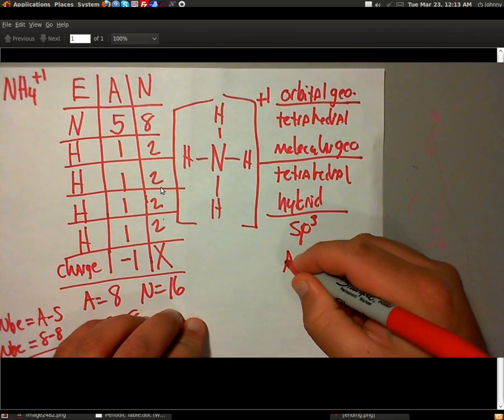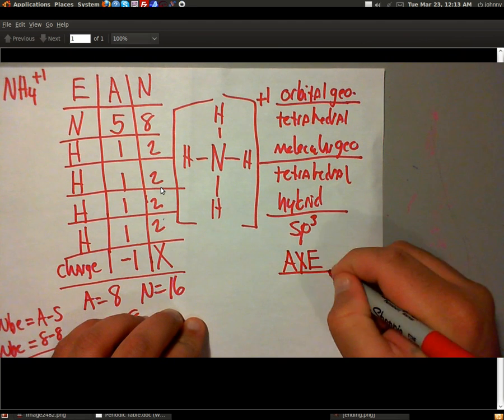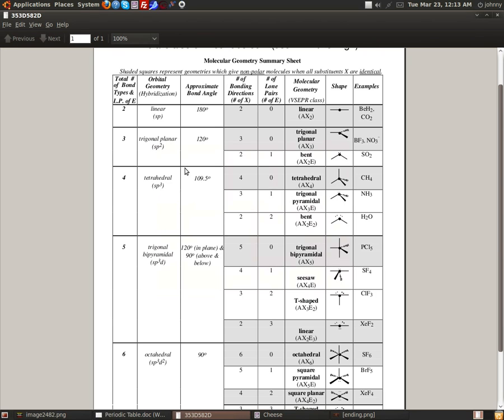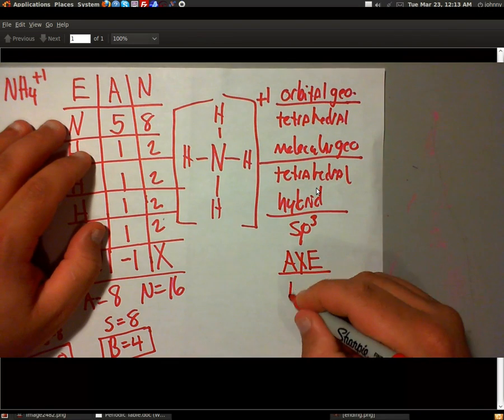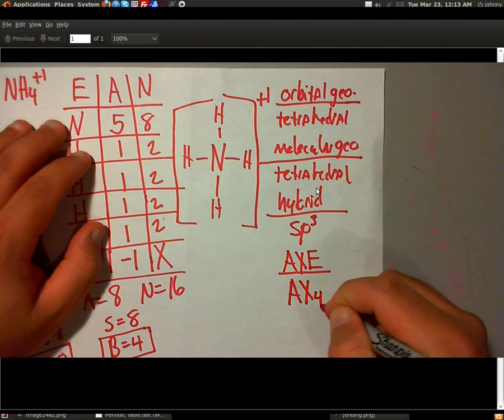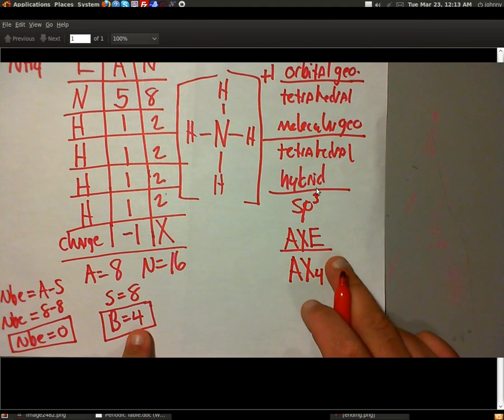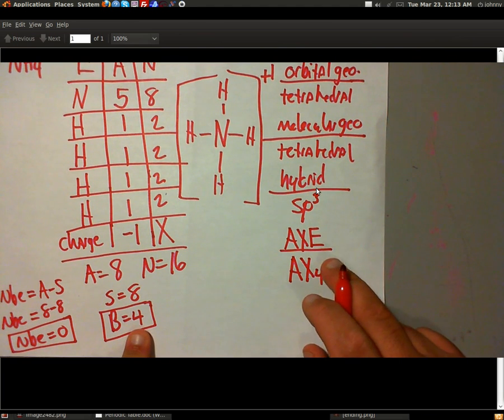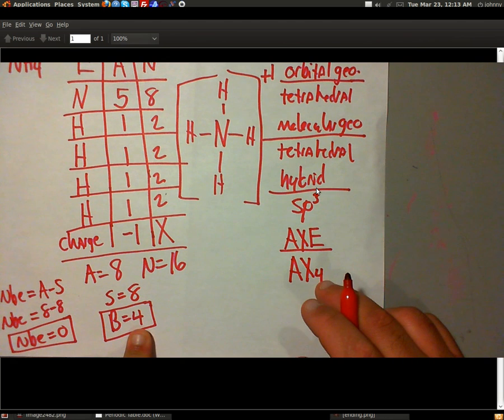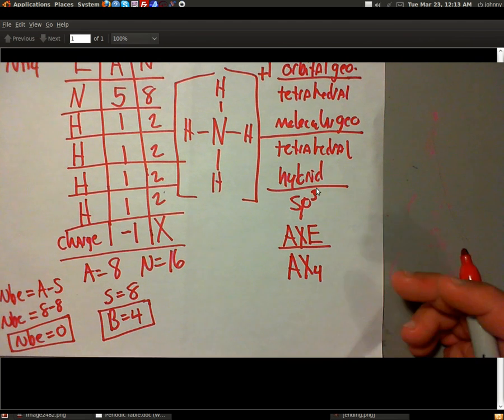The next one is the AX notation. Well, on this sheet it tells you the AX notation. The AX notation is AX4. Now let me explain to you what happened to the E. We had no lone pairs, okay, because this number was 0. Since that's a 4, then that's a 4. But you don't have to write the E at all. There's no sense in writing E0. I guess if you did, it wouldn't be wrong, but I always just tell my students not to write it.